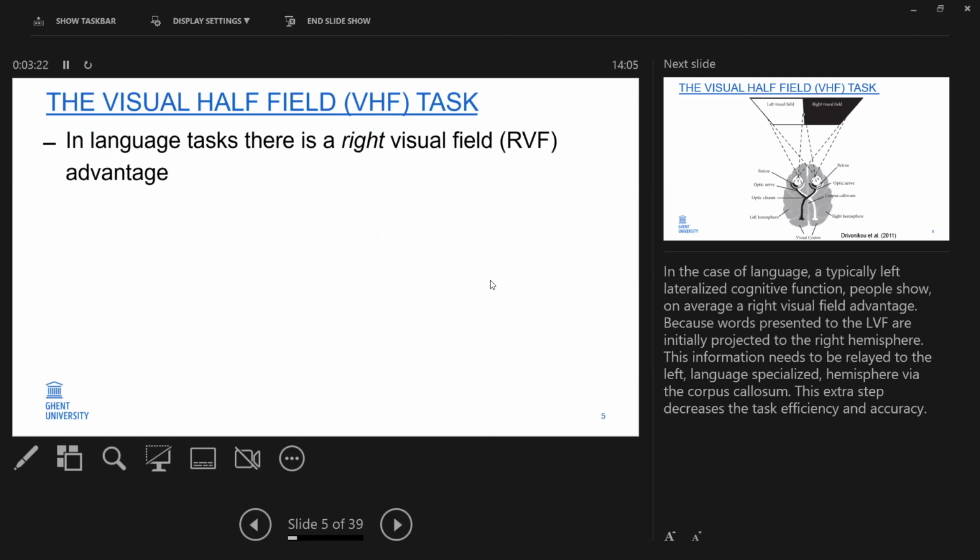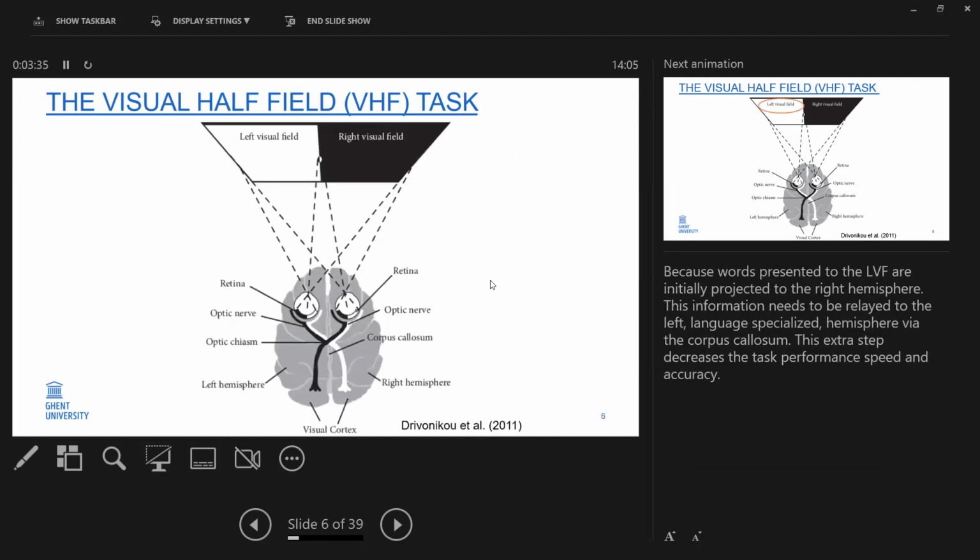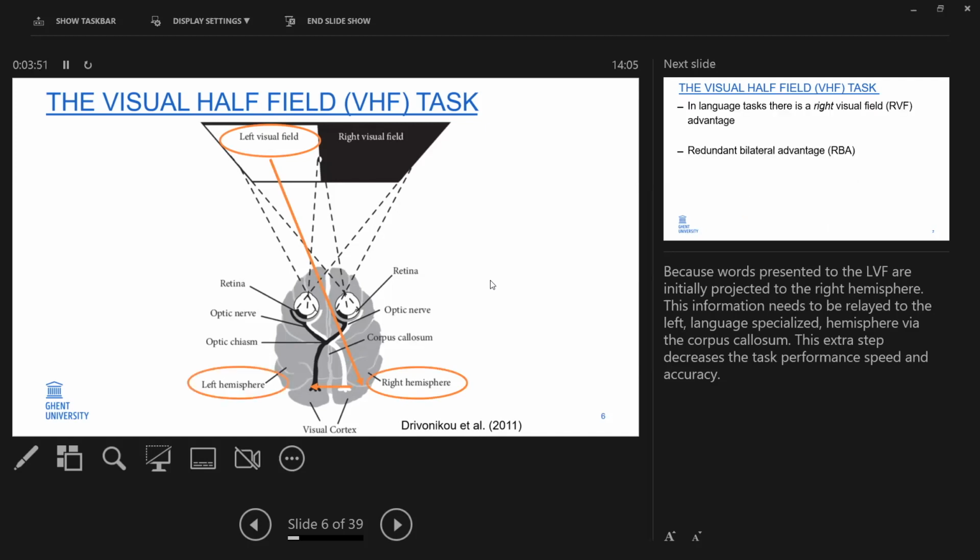So in the case of language, because I use the language task, there is a right visual field advantage. Actually, when I was making this talk, I thought it would make more sense to say that it's a left visual field disadvantage. Because if we look at this again, if you present a word in the left visual field, it gets projected to the right hemisphere, and it needs to cross over to the left language dominant hemisphere to get analyzed and processed further. So this extra step of crossing the hemispheres across the corpus callosum makes reaction times a little bit longer and accuracy scores a little bit lower, leading to this left visual field disadvantage, or as we often call it, this right visual field advantage.